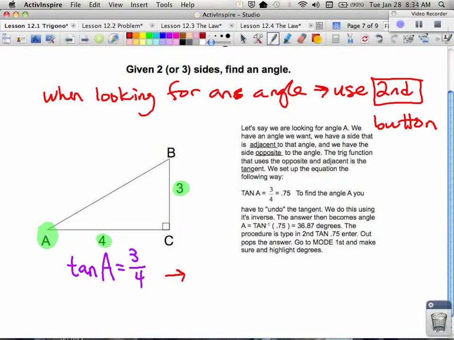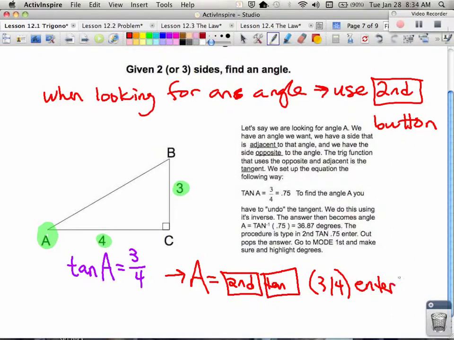The next thing that you're going to do is you're going to have that angle A is equal to, and here's what you type on your calculator. Second button, tangent button, and then parentheses 3 divided by 4, because that's 3/4, and then hit enter. When that happens, you see that you get an answer that angle A is 36.87 degrees. Don't forget your degrees symbol.